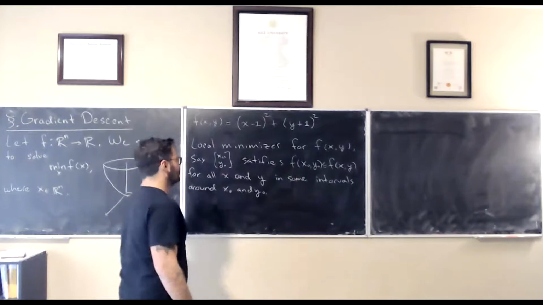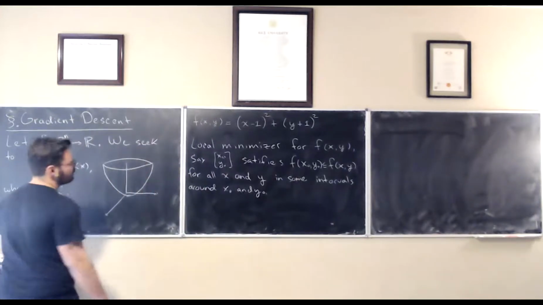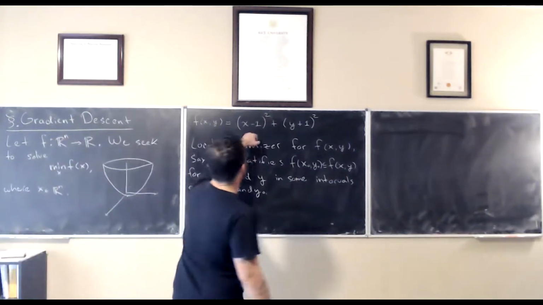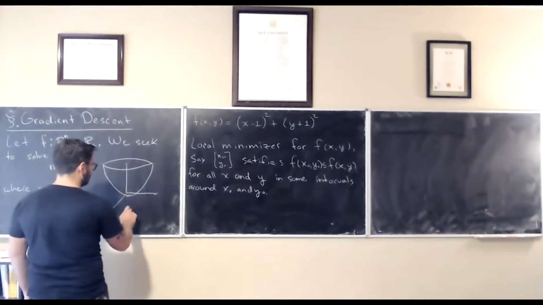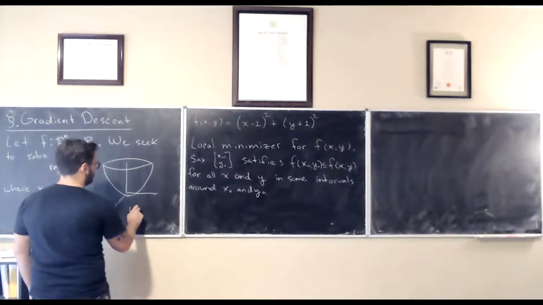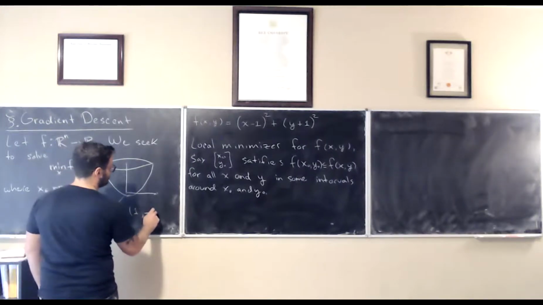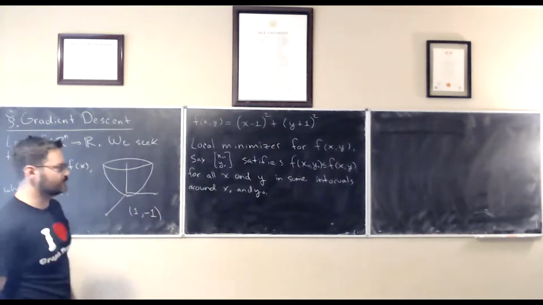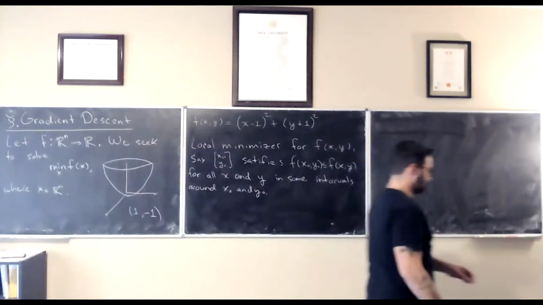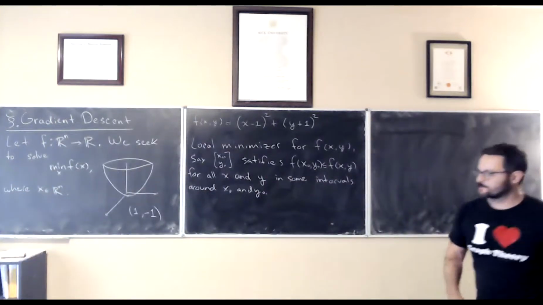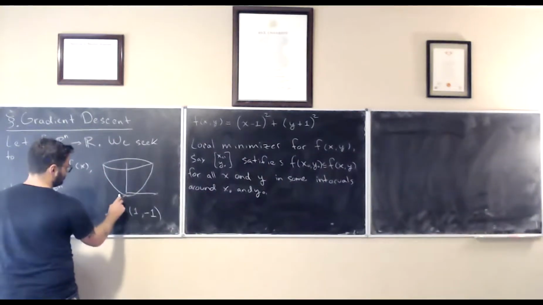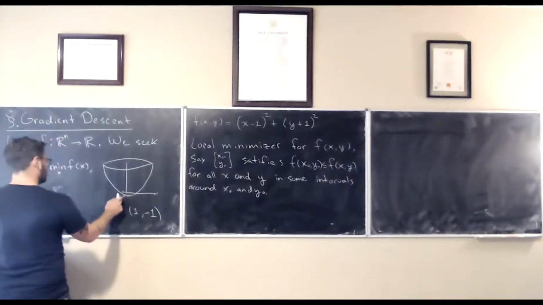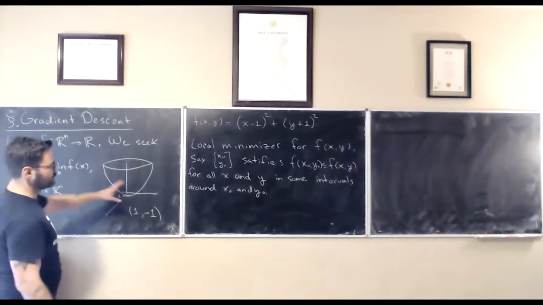Okay, so for example, the local minimizer here, in this case, we know the answer. The answer would be positive 1, negative 1 would be a minimizer for this function. So like here's x equals 1, and then y equal to negative 1 is like this way. That's where the center is at. I kind of drew it a little bit off.